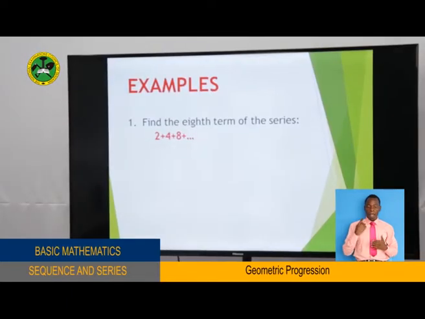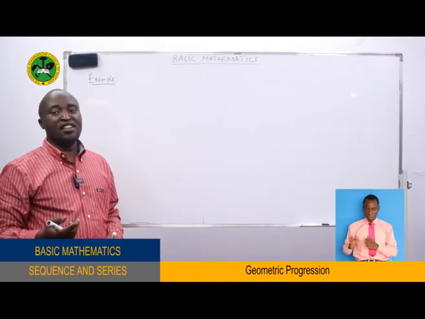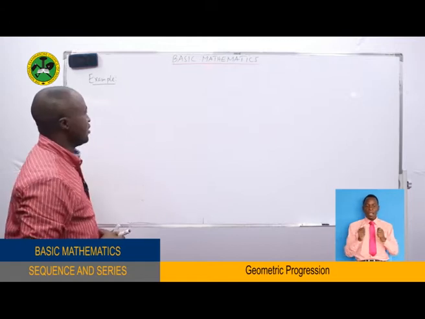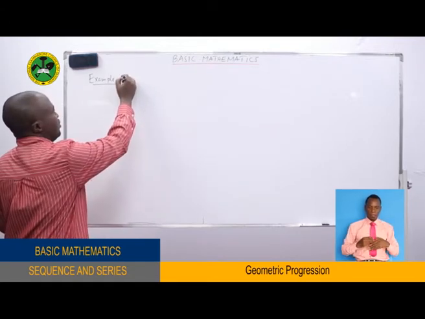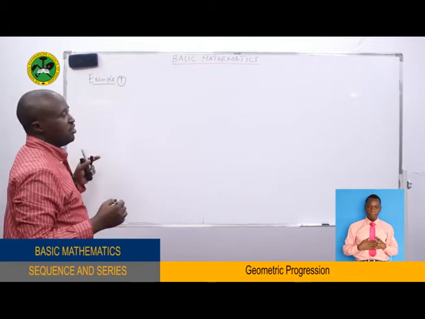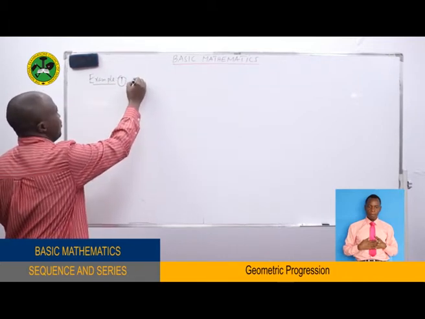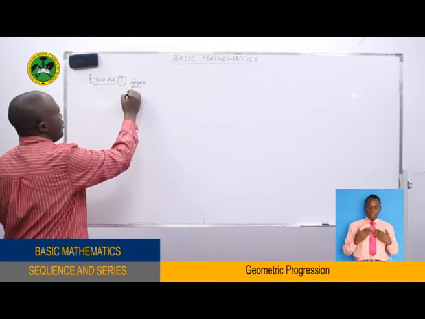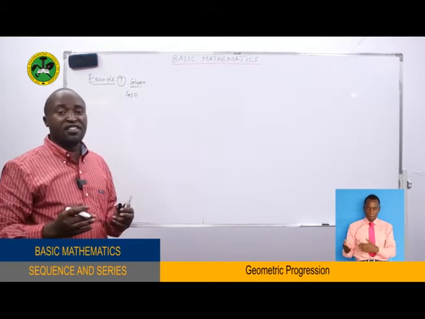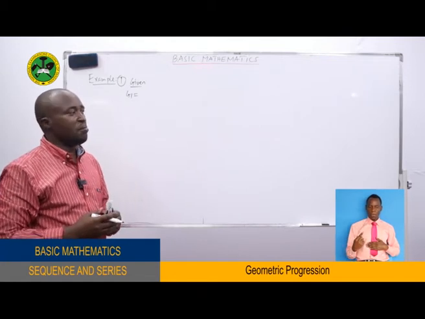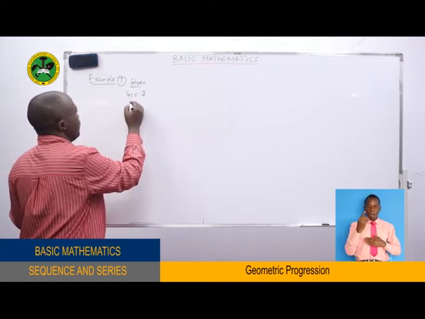Now, starting with the first example, that is find the 8th term of the series 2 plus 4 plus 8. We have the series, then we are supposed to find the 8th term. Now in this case, example number 1, we have G1. Remember, G1 is the first term in the given series. So in this case, we have 2.